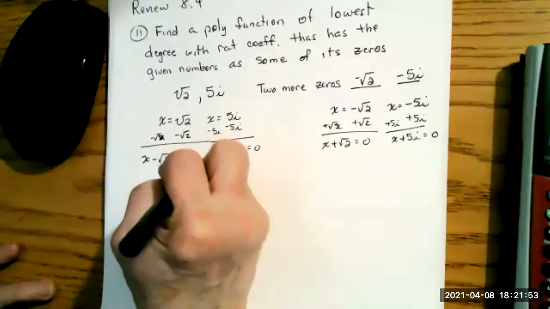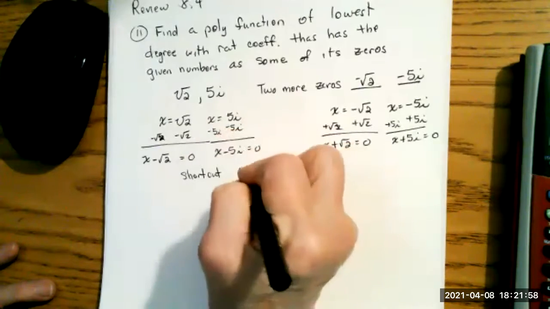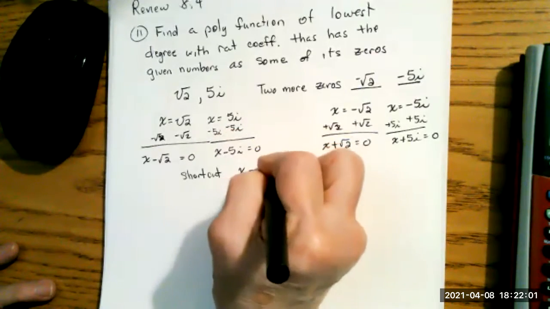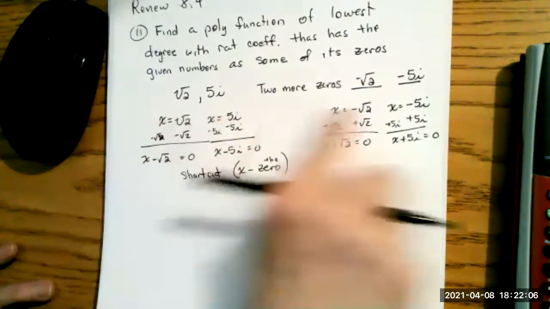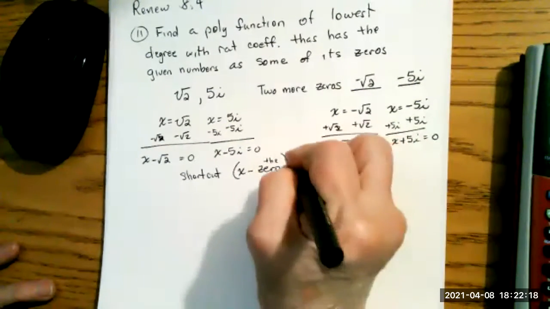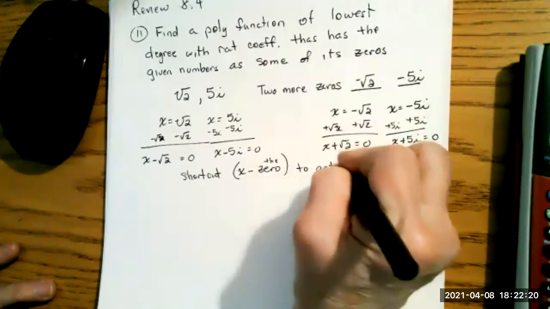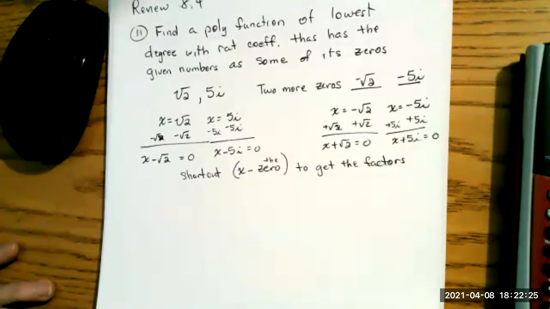But there's a shortcut. If you just remember to say x minus the zero that they give you, then you can skip this part where you set the x equal to those, then solve them. You can skip that part if you just remember that to get the factors, you're doing x minus the zero. Okay? Any questions on that?